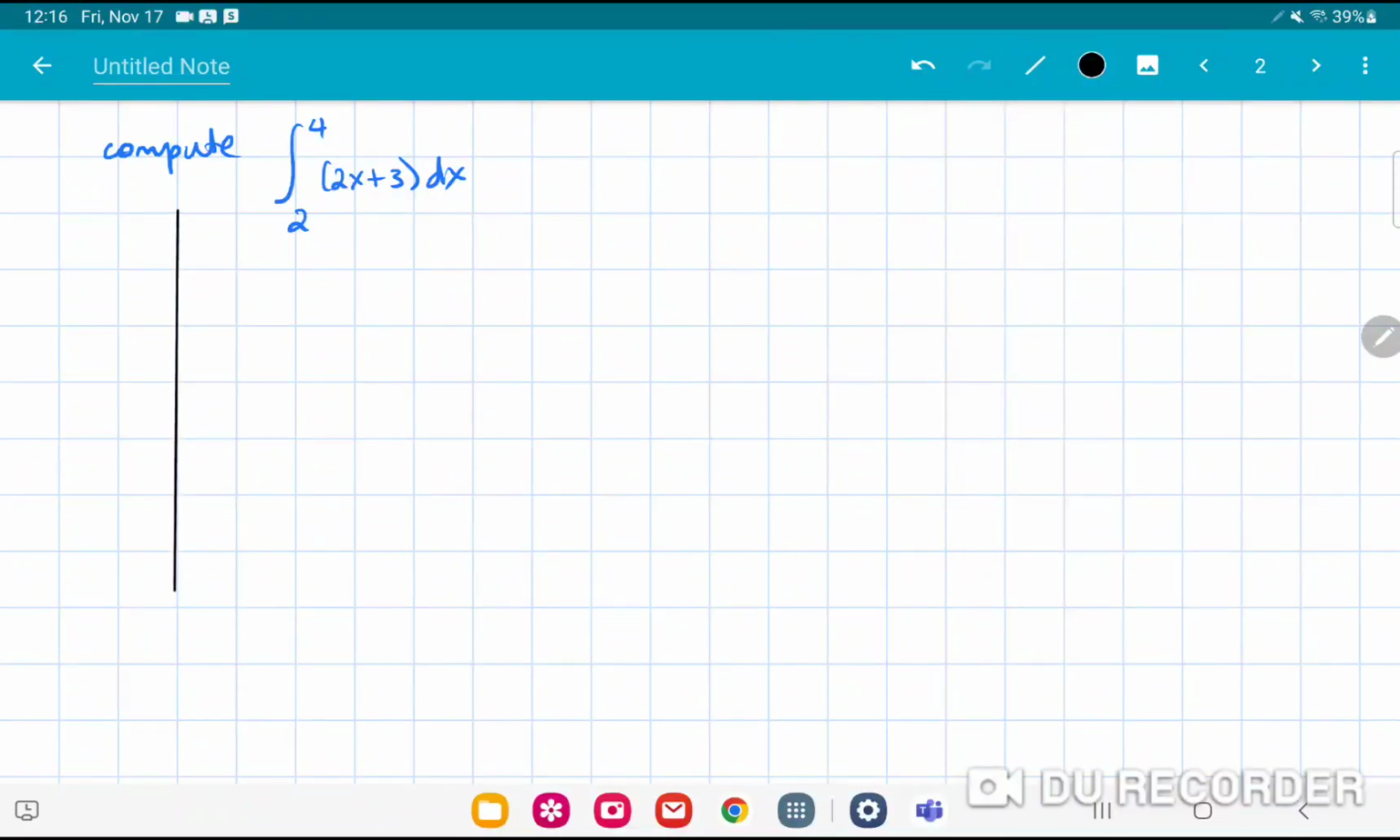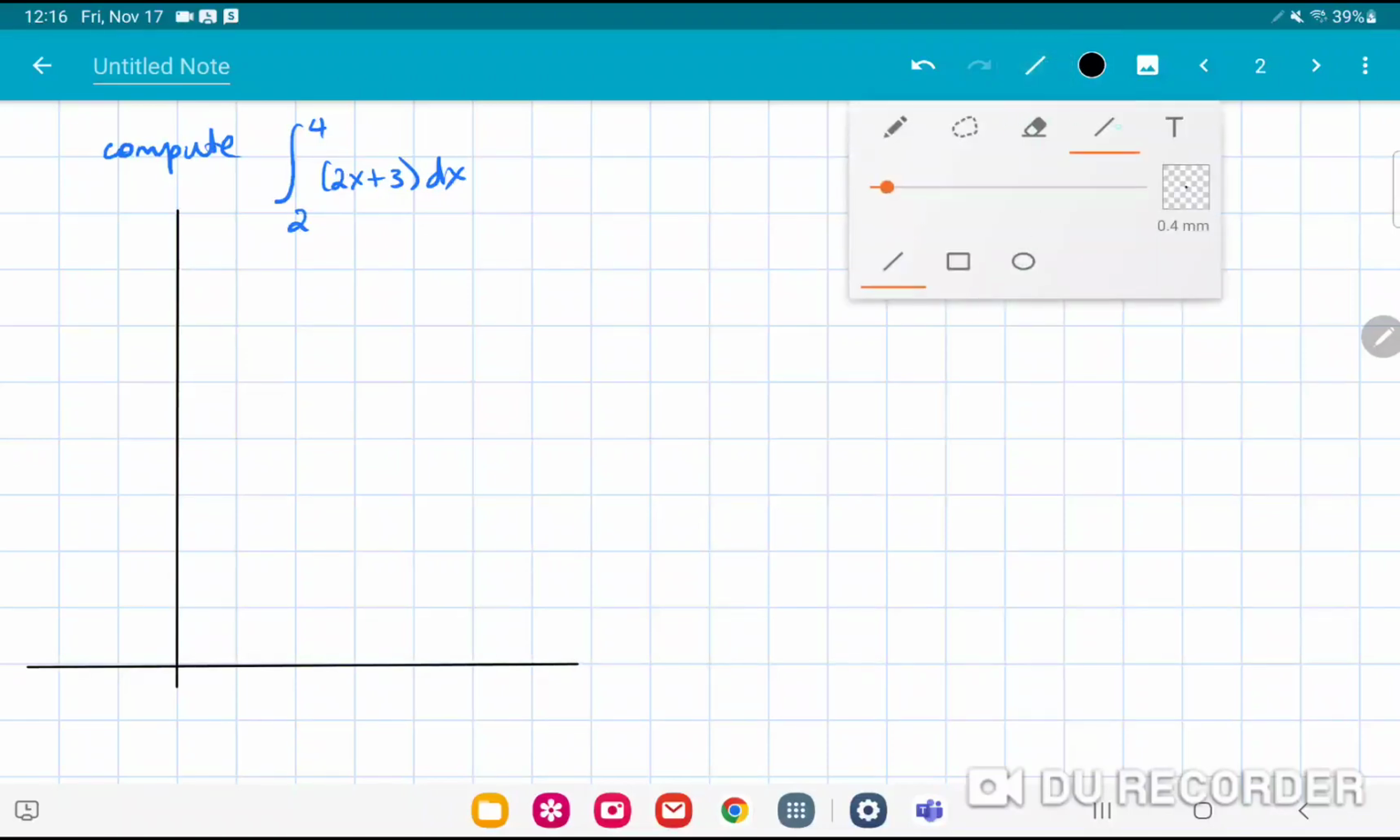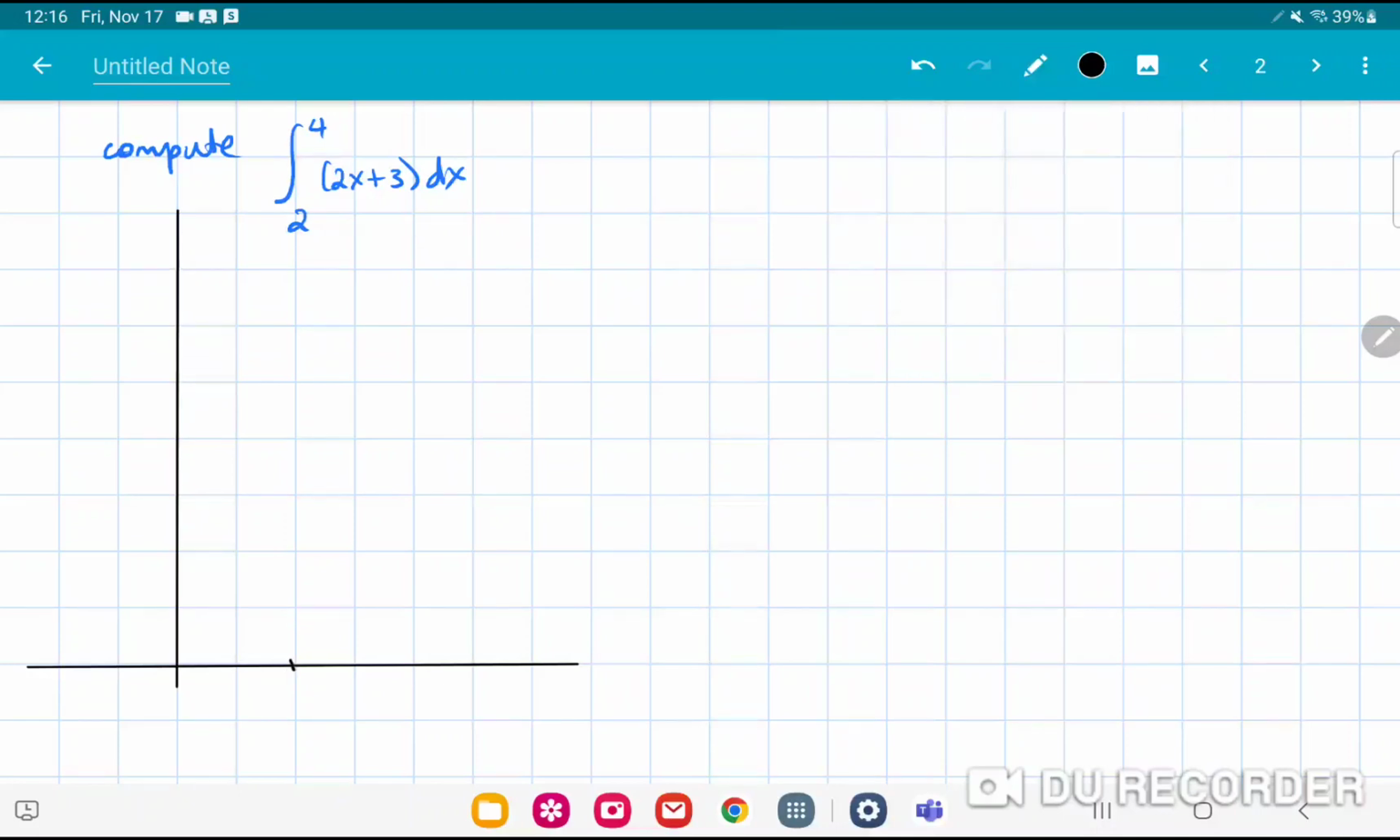Okay, so this is my y-axis. This is going to be my x-axis. And I'm going to work it from 2 to 4. It's a linear function, with slope of 3. Y-intercept is 2. When x is 2, y is 4. When x is 4, y is 11.